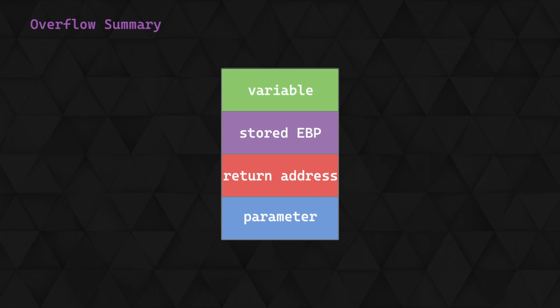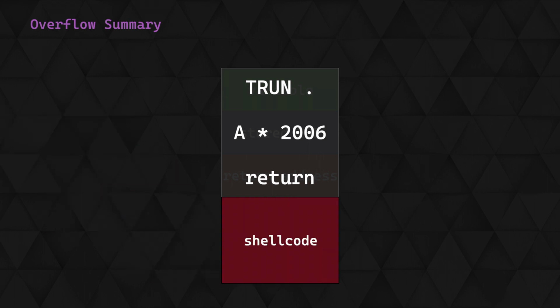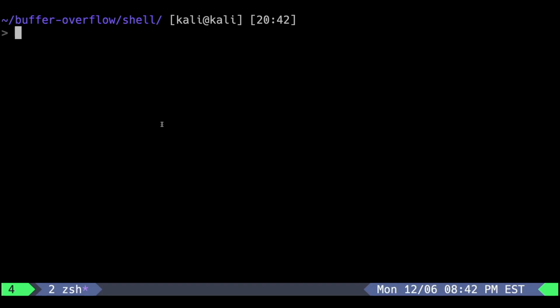So, quick summary. Our overflow consists of a prefix of TRUN, space, full stop, then 2006 bytes, followed by the return address. Now we need to add some shellcode. For this video, we're going to include the shellcode at the end of our payload after the return address, but the same concept should apply if the shellcode is placed elsewhere. We can use MSFvenom to create this payload.